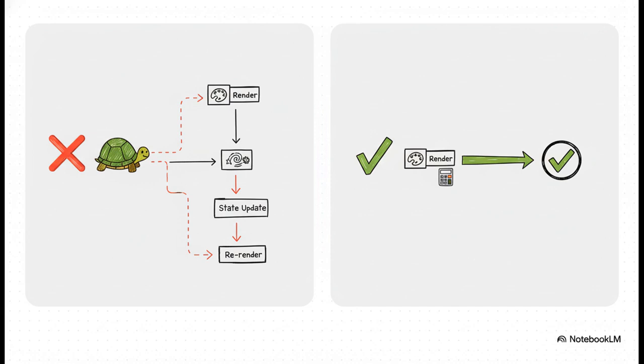It causes an extra unnecessary re-render every time. The good approach on the right is so much simpler. Just calculate the value directly during the render. Const fullName equals done. Remember, if you're not synchronizing with an outside system, you probably don't need an effect.